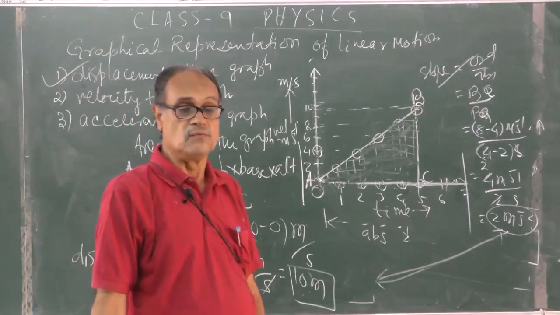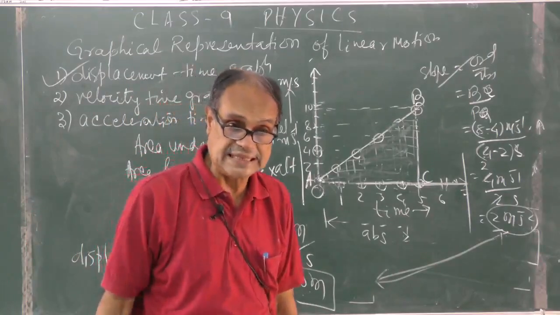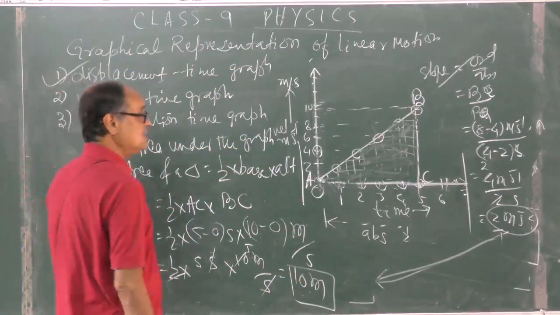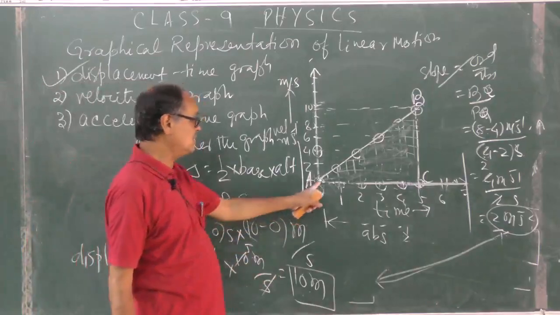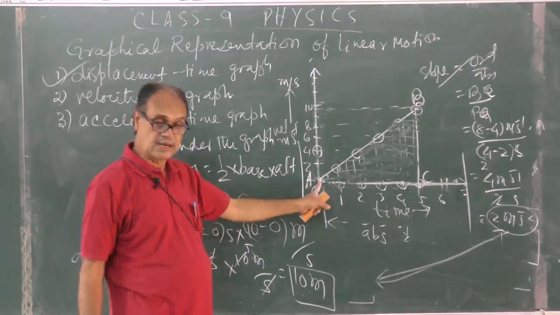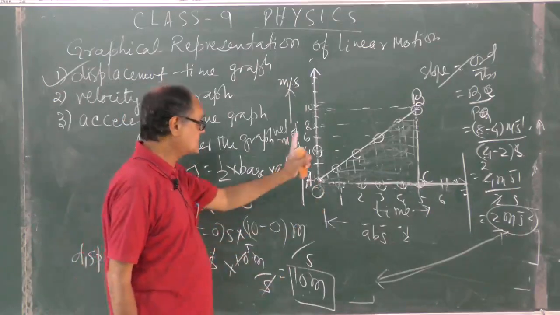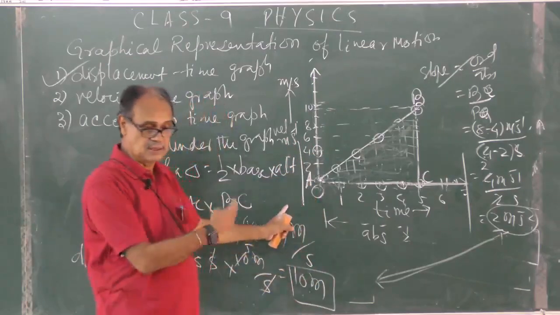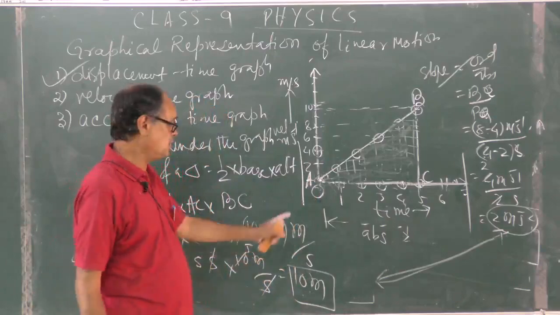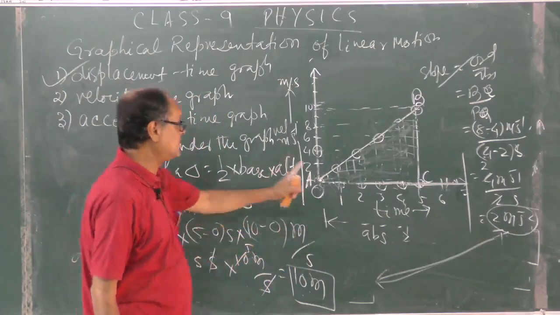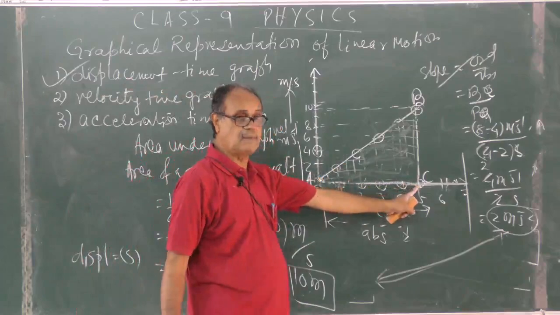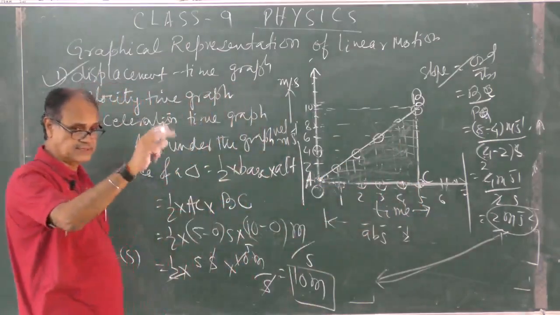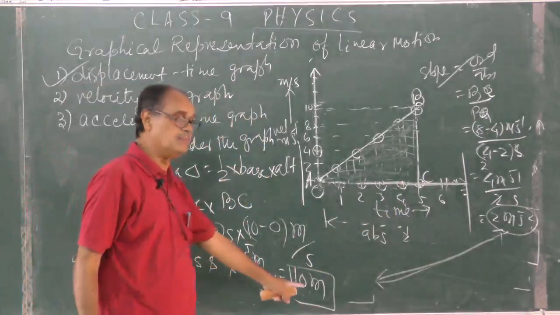Accelerated motion: V is equal to U plus AT, initial velocity plus acceleration into time. Since the initial velocity was 0, its starting velocity was 0, so it is acceleration into time. So what was the value of acceleration we got in the last derivation? It was 2 meter per second square. Multiply with how much time that body traveled? 5 seconds. So 2 meter per second square into 5 seconds will get you 10 meter movement.